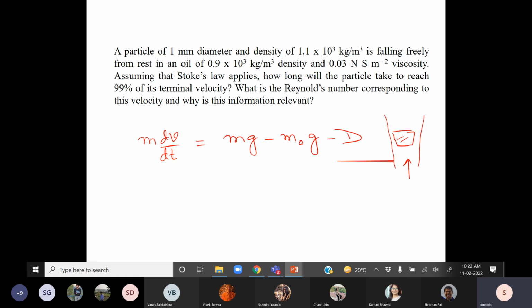But here we are solving a different problem, in which the ball is falling, obviously with some acceleration, and it is reaching a velocity. It will reach the terminal velocity after some time, and we need to evaluate this time. So this is the governing equation.